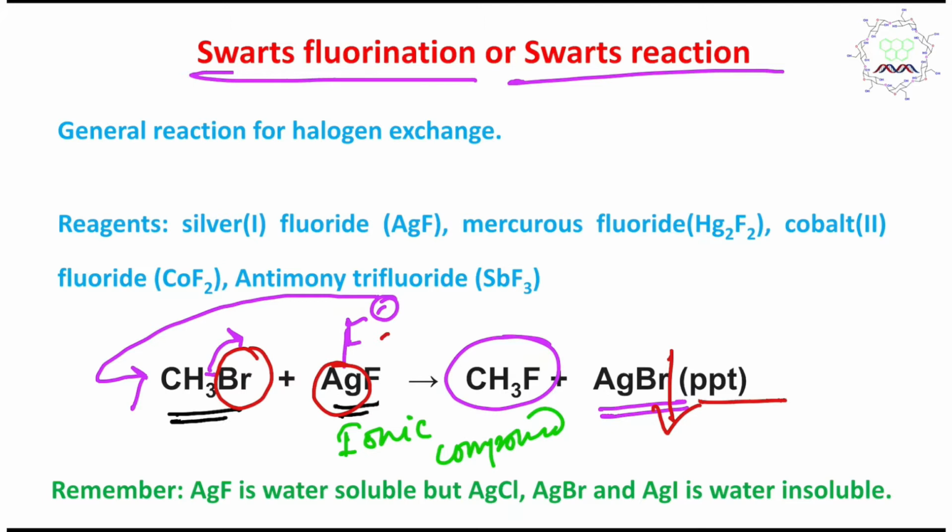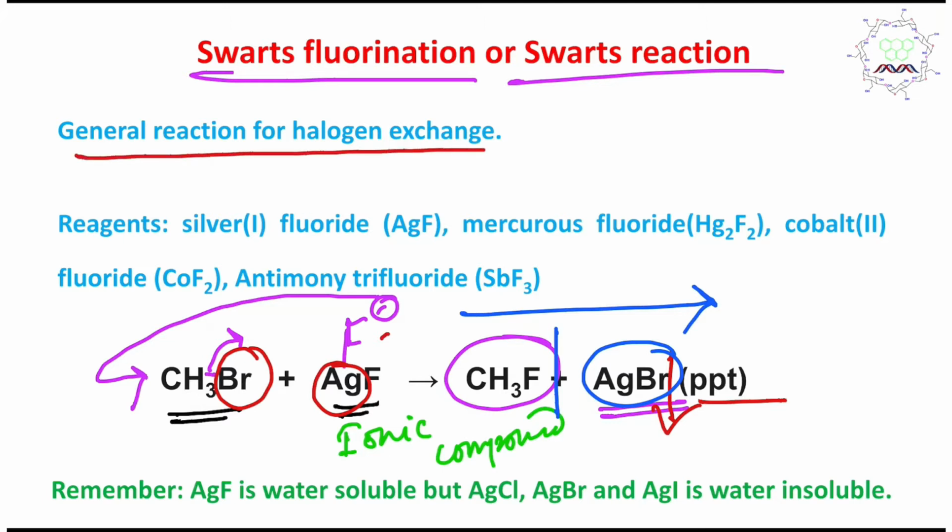Because silver bromide is coming out from the reaction mixture, according to Le Chatelier's principle, equilibrium will shift towards the right side, the product side, and consequently the fluoro derivative will be produced more here. So this Swarts reaction is actually a general reaction strategy for halogen exchange with fluorine.